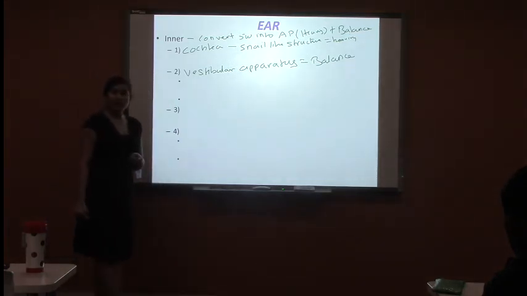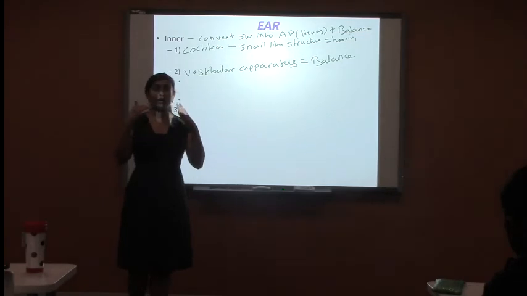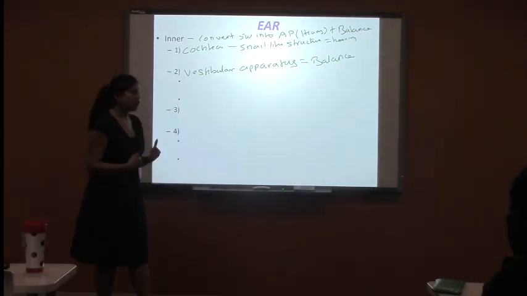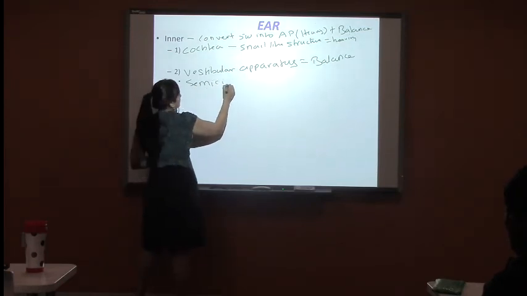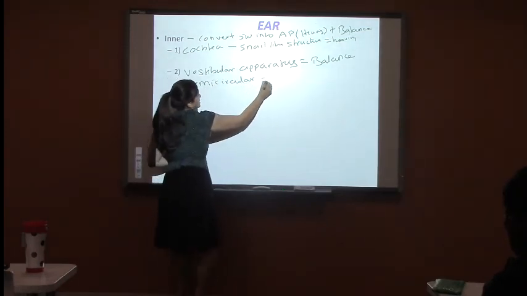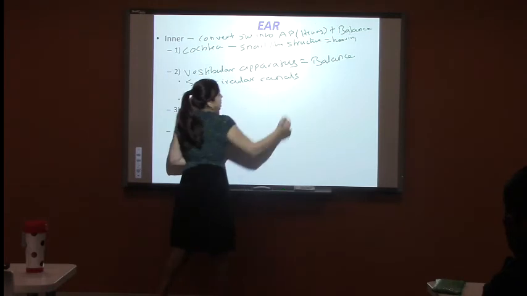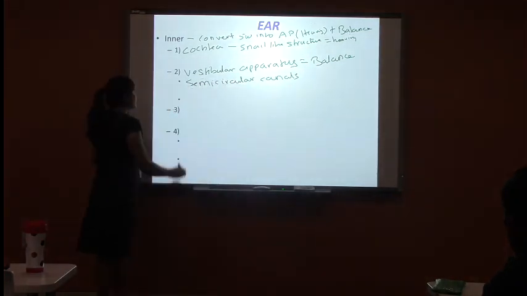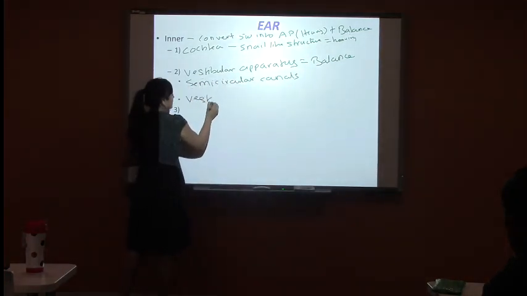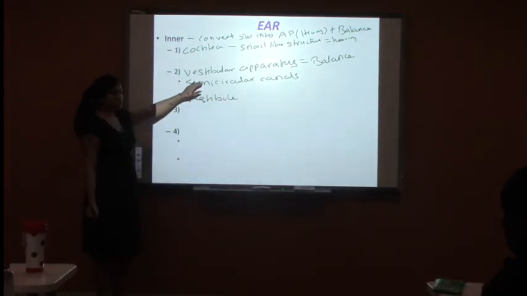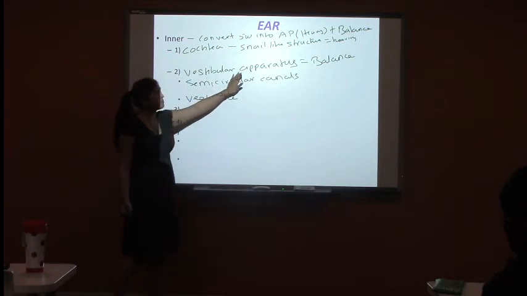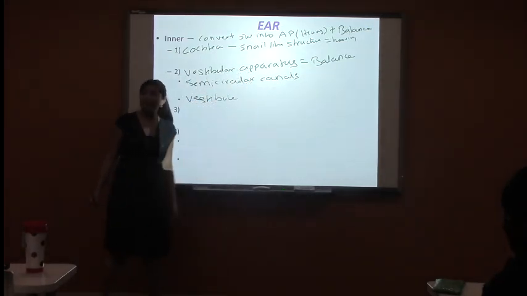Now, the vestibular apparatus is actually made up of two smaller structures: the semicircular canals and the vestibule. So the vestibule and the semicircular canals collectively are called the vestibular apparatus, which is responsible for balance.